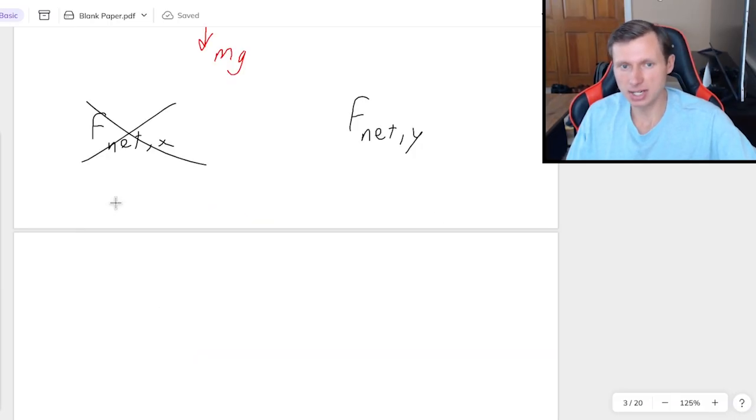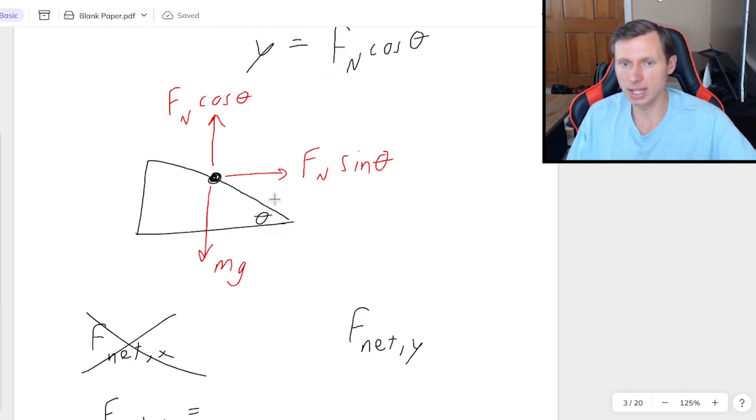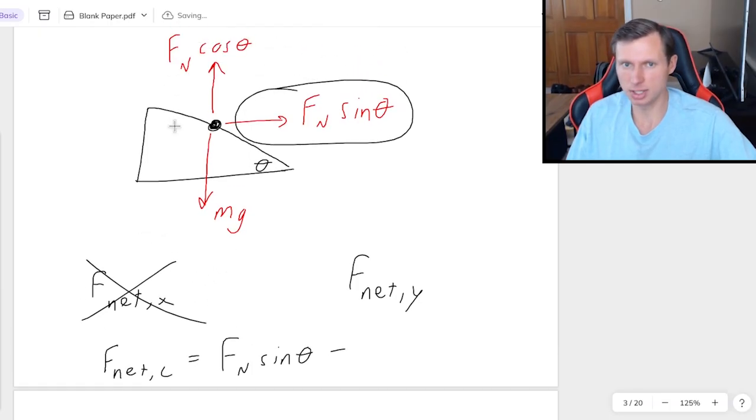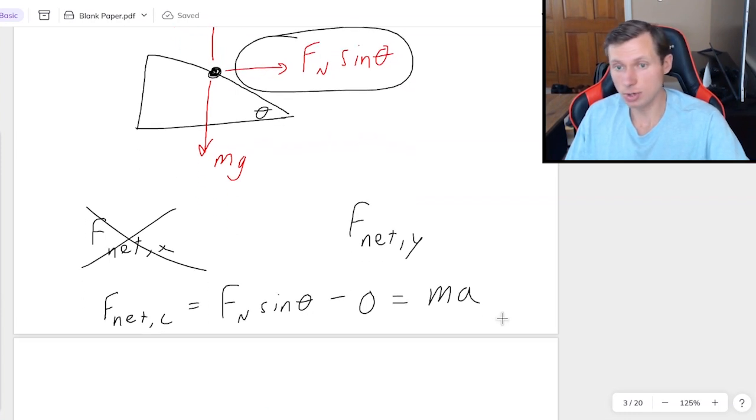And so for that reason, I'm going to replace F net x with F net c, centripetal, which is equal to all the forces pointing inward, that's going to be Fn sine theta, minus all the forces pointing outward, which in this case there are none. There'd have to be a force pointing that way, which there's not, thank goodness. So Fn sine theta minus 0 equals ma, where this is centripetal acceleration, remember? So that means it's actually mv squared over r.